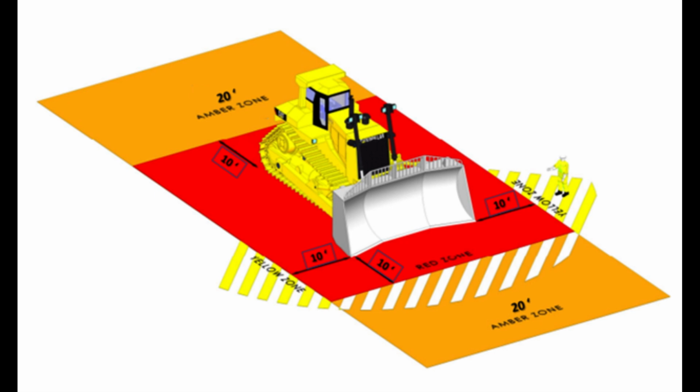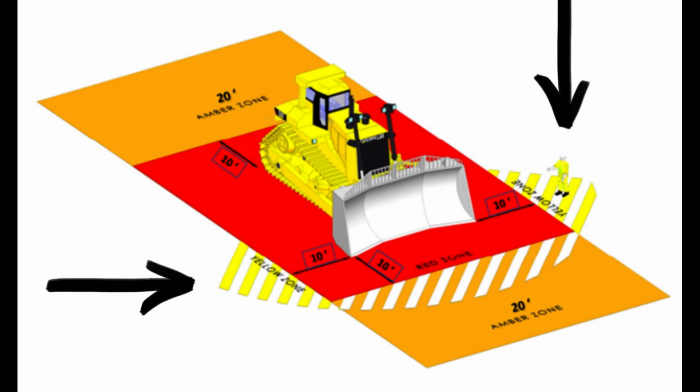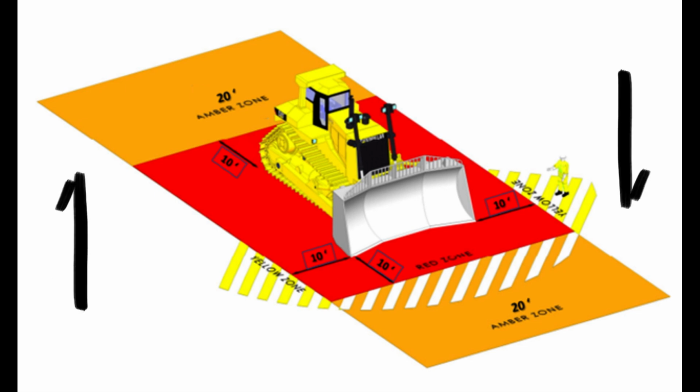Bulldozer interface zones. Yellow zone. All personnel approaching the equipment must do so from this zone to gain visual contact with the equipment operator. Amber zone. A 20-foot zone where entry is prohibited until positive visual contact is confirmed by the operator.